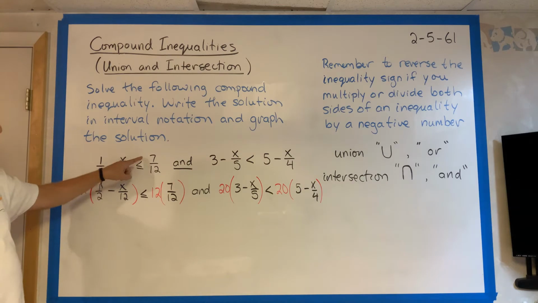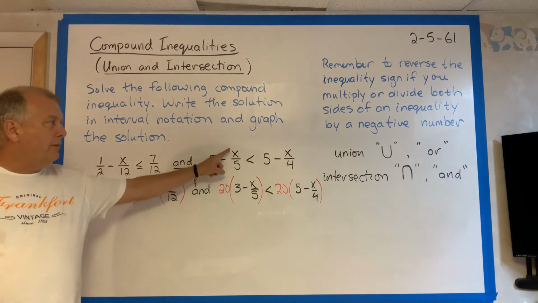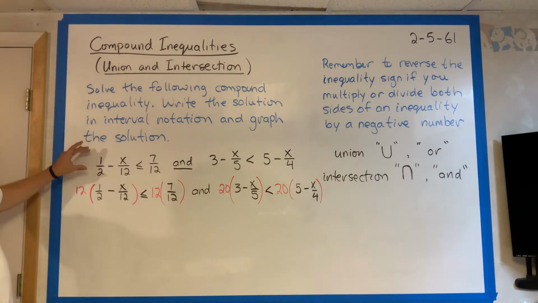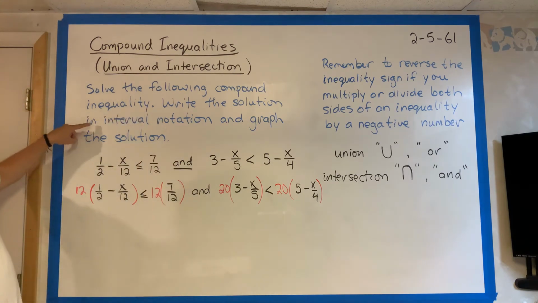1/2 minus x over 12 is less than or equal to 7 over 12, and 3 minus x over 5 is less than 5 minus x over 4. What values of x make this sentence true and that sentence true? Write the solution in interval notation and graph the solution.